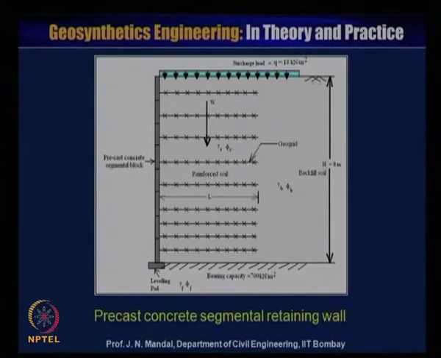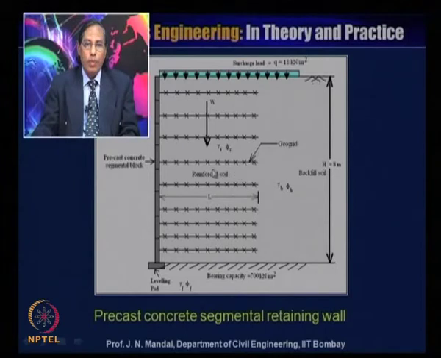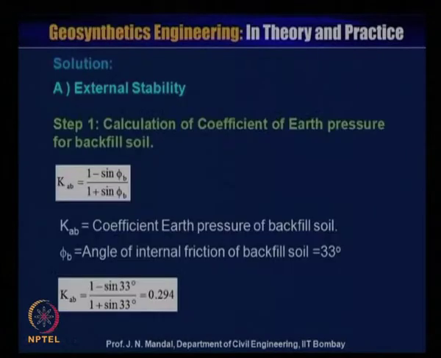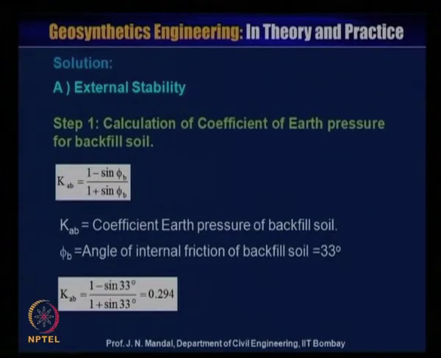So, this is the wall you are to design, and the height of the wall is equal to 8 meter, and here is the surcharge load 18 kilonewton per meter square, and this is the bearing capacity which is given about 700 kilonewton per meter. This is the properties of the foundation soil, this is the properties of the backfill soil, and this is the properties of the reinforced soil zone, and this is the precast concrete segmented block, and this is the number of layers of the geogrid. So, now we have to go for the solution.